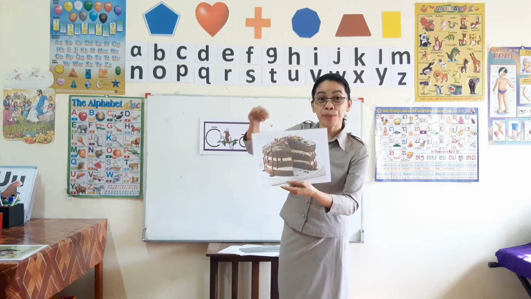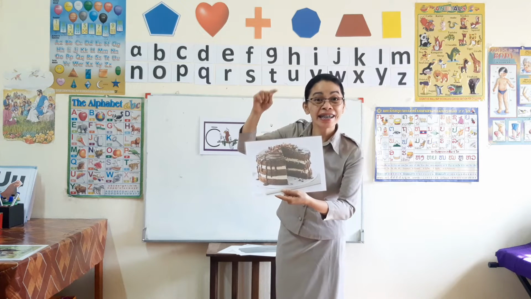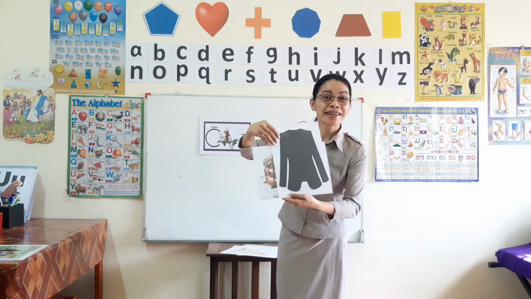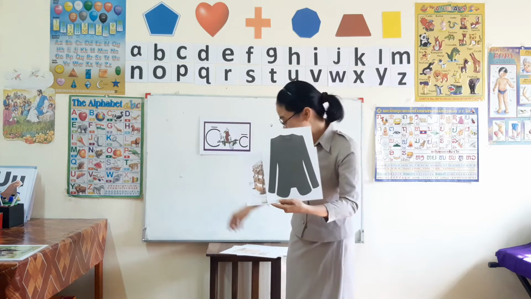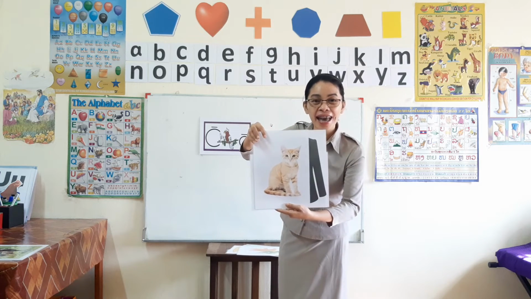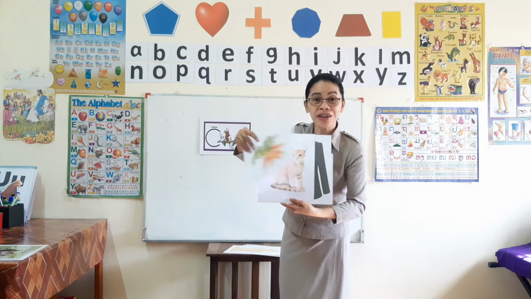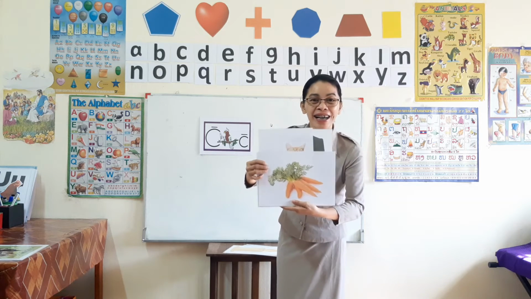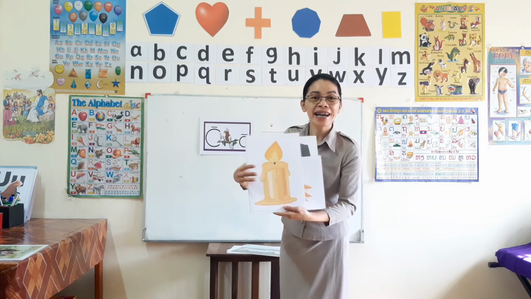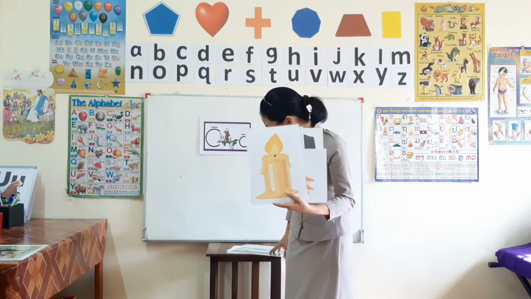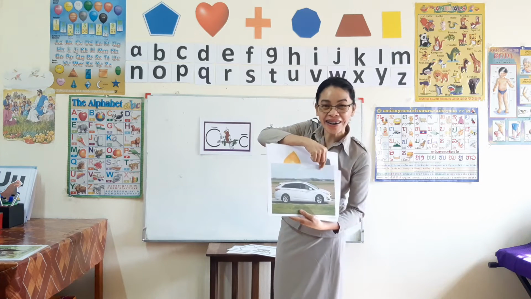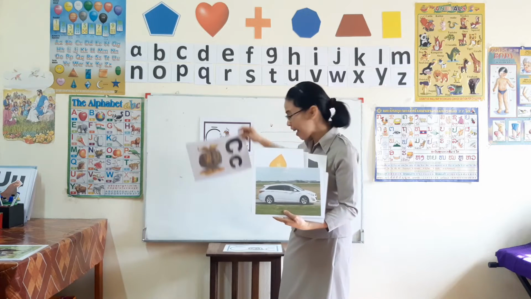C is for cake. Cake. C is for coat. Coat. C is for cat. Cat. C is for carrot. Carrot. C is for candle. Candle. C is for car. Car. C is for candy. Candy.